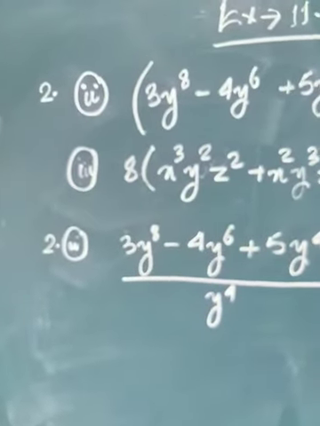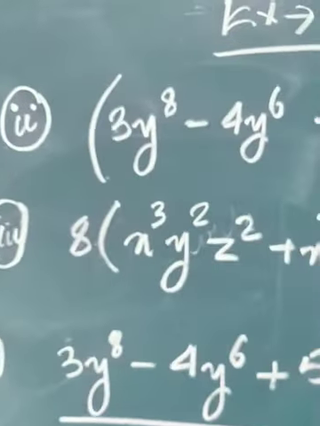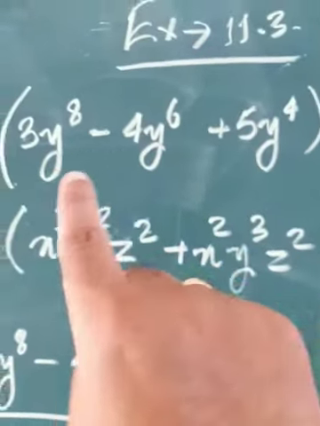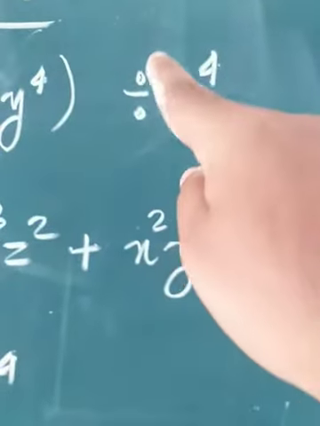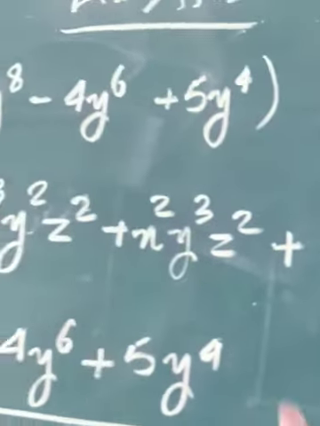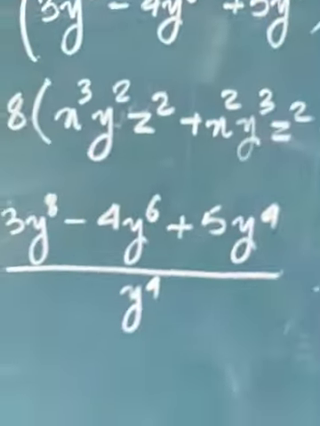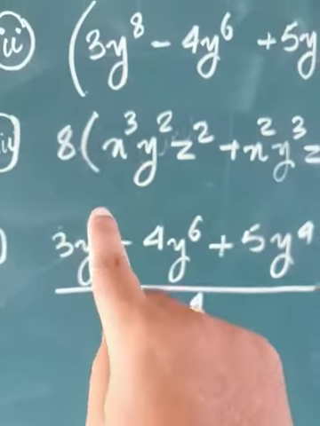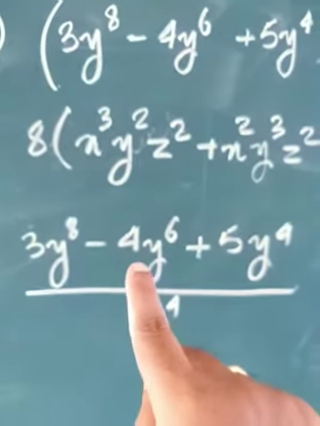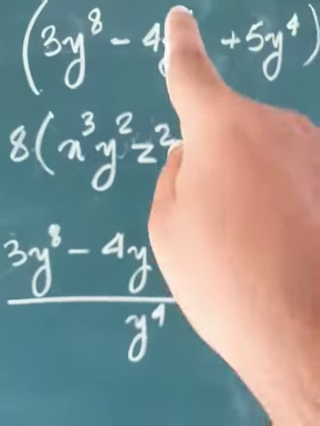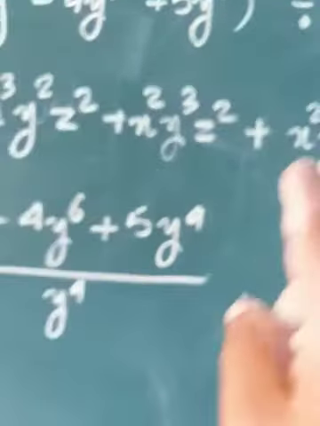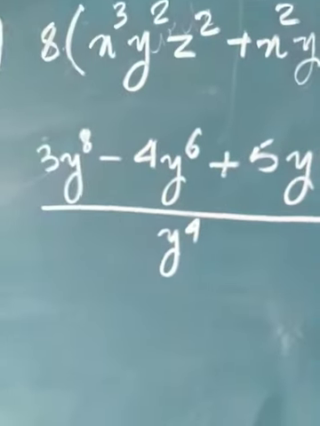3 of question number 2. Now in question number 2 we have a trinomial, that is, 3 terms are there, and this trinomial will be divided by one monomial term. Okay, so see, I have written this question in this form: 3y to the power 8 minus 4y to the power 6 plus 5y to the power 4, divided by y to the power 4.